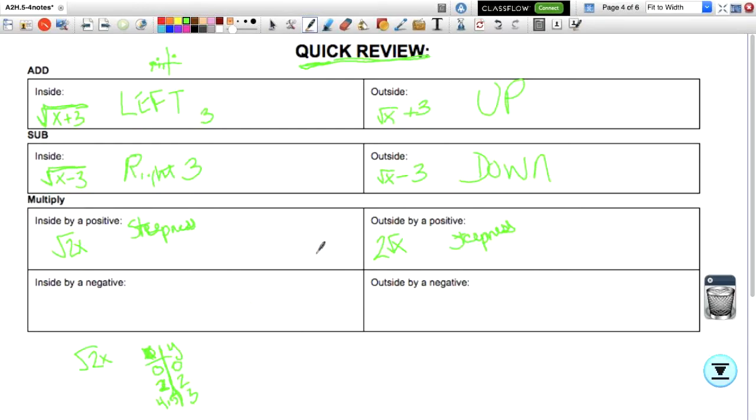And again, here I would just plug in 0, and I would get 2 times the square root of 0, which is 0. So 2 times 0 is 0. I'd plug in 1, I'd plug in 4, I could plug in 9. I'd plug in all my perfect squares here to get that table value.